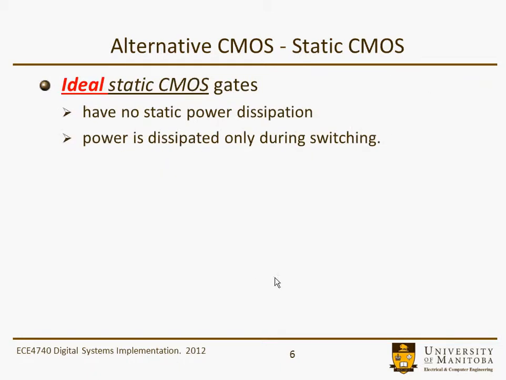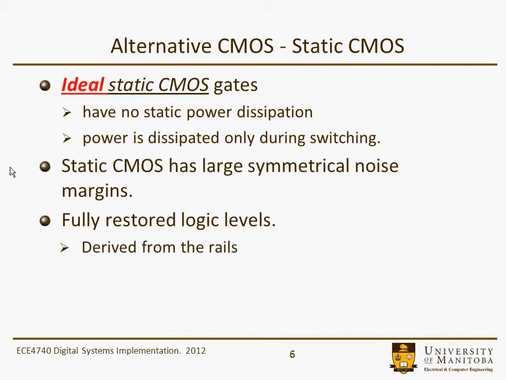So in an ideal static CMOS gate, you'd have no static power dissipation. We've seen that sort of isn't the case. But the primary power dissipation would have only been during the switching, so when you're going from a 1 to a 0 or 0 to a 1 on the output. The static CMOS has large symmetric noise margins, and that is effectively the same as saying fully restored logic levels. The output values are derived from the power rails themselves.